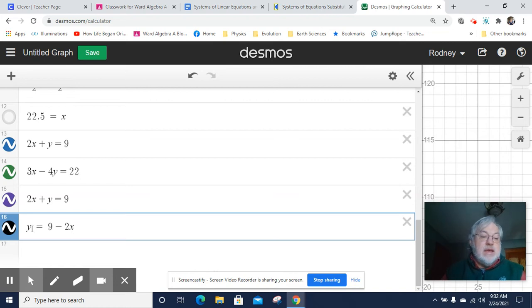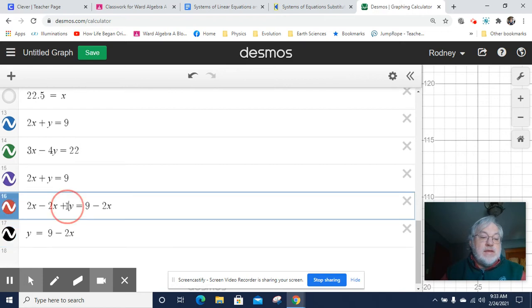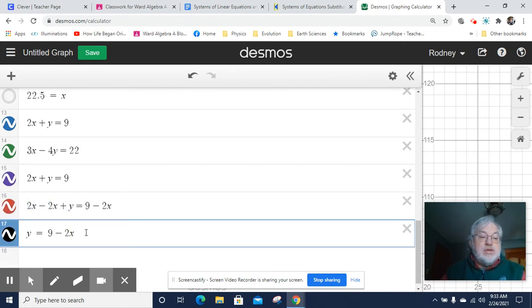That's the same thing. And actually, I'll show you the step. 2x minus 2x plus y equals 9 minus 2x. And then, of course, the 2x minus 2x goes away. This cancels out. And I'm left with y equals 9 minus 2x.